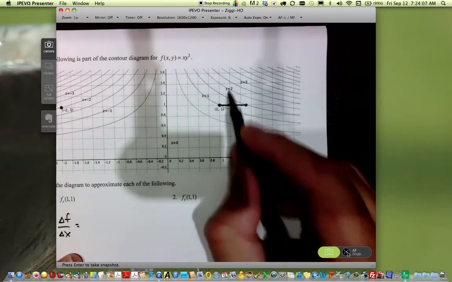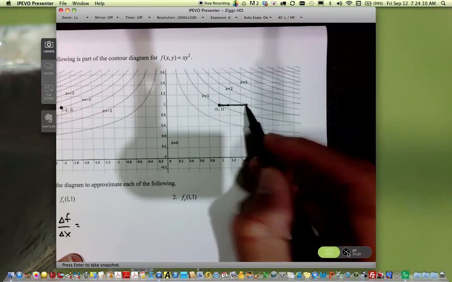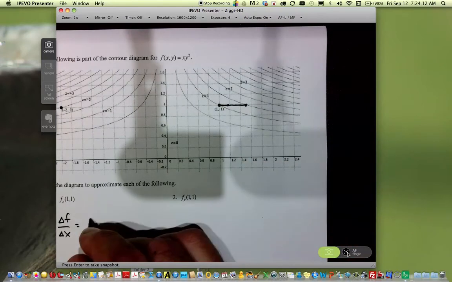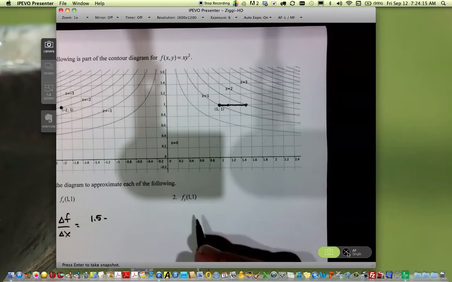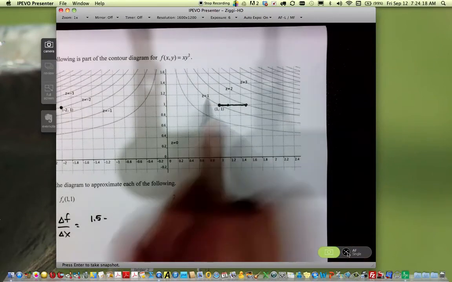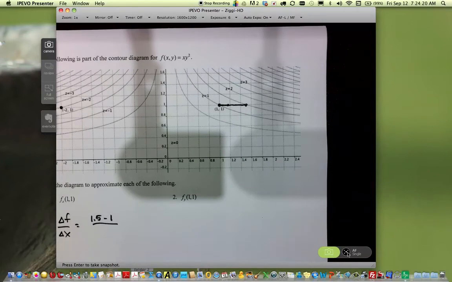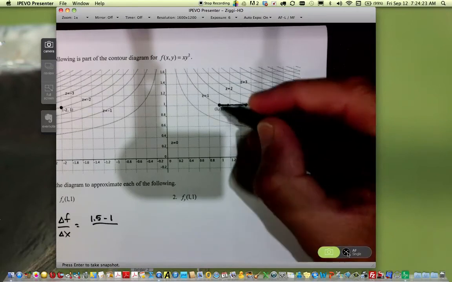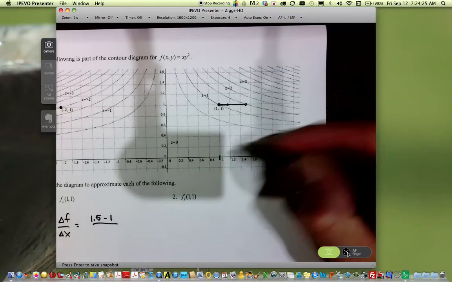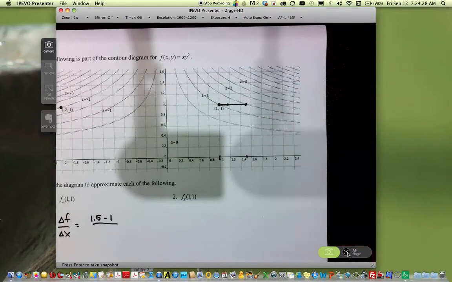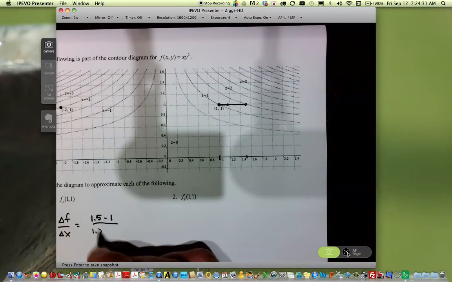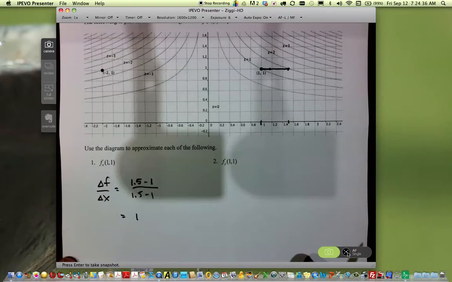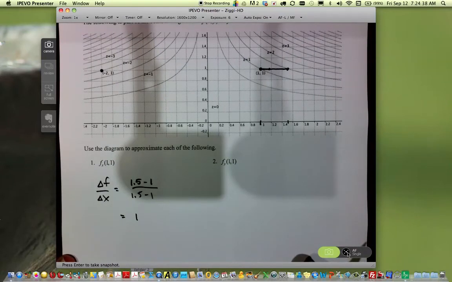So if this is 1 and this is 2, this must be z equals 1.5. So the value of the function there is about 1.5. We're going to subtract the value of the function here, which is 1, and then we have to approximate how far we moved in the x direction. The x-coordinate here is 1. The x-coordinate here looks to be about 1.5. So 1.5 minus 1, and we get about 1. If we go back and compare that to the answer we got using the table, that's exactly the same answer.